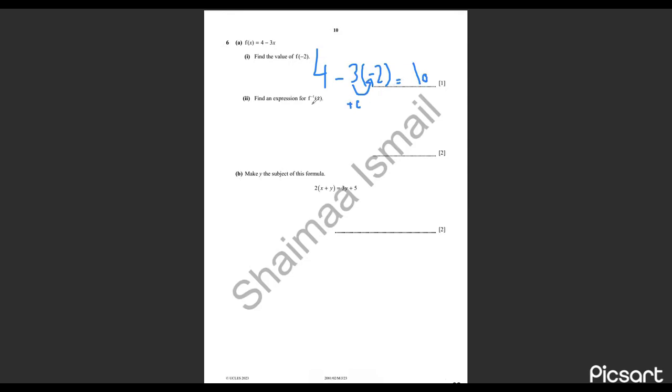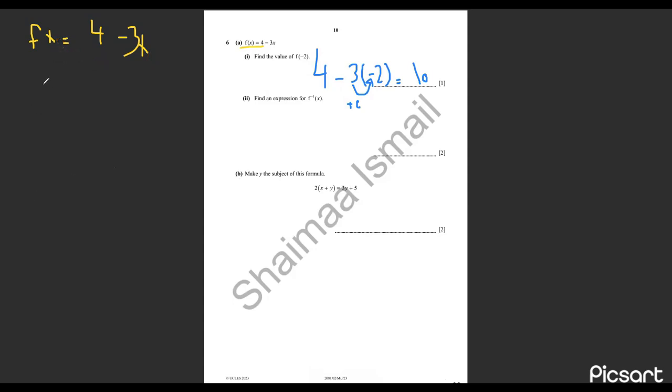Find an expression for the inverse function. Again, we have f of x equal to 4 minus 3x. It's time to change places. Here we're going to write y, and here we're going to get the x. So we're going to exchange the places to get the flip.